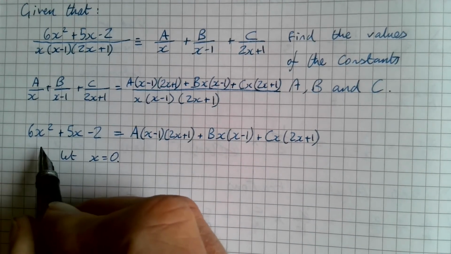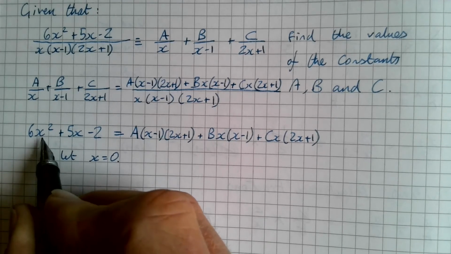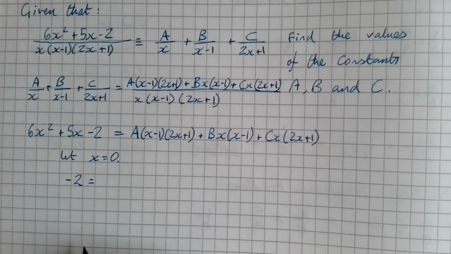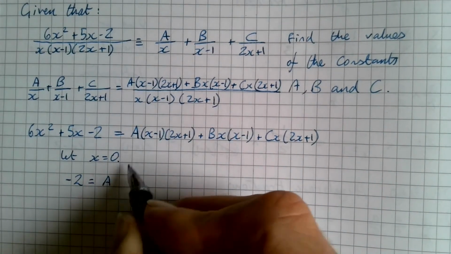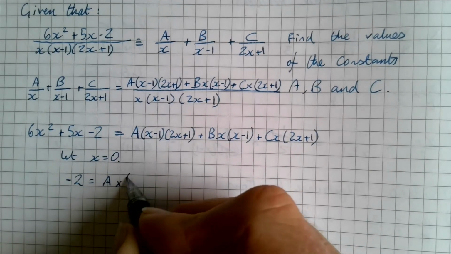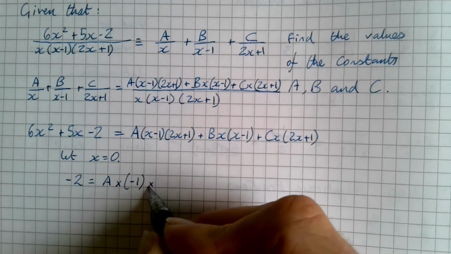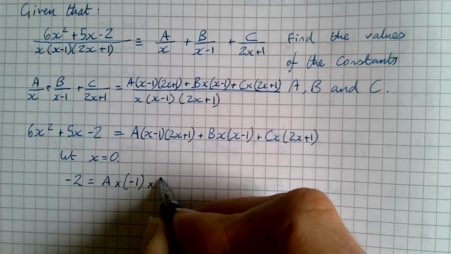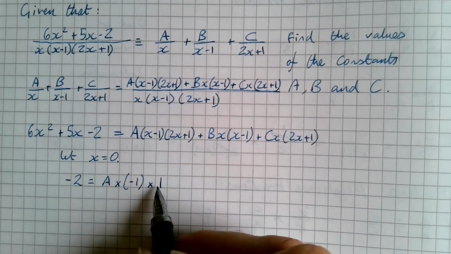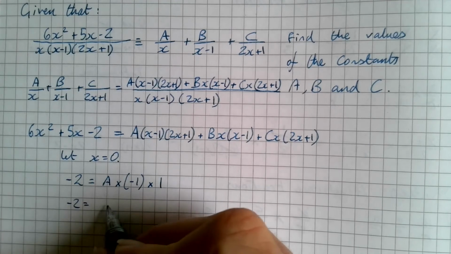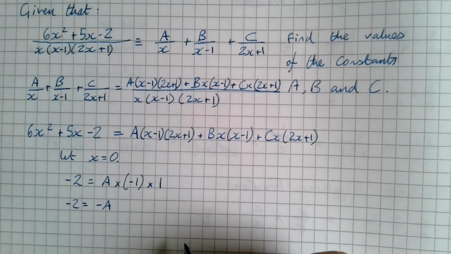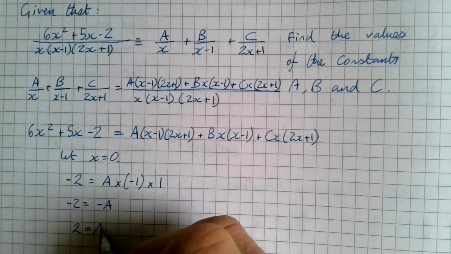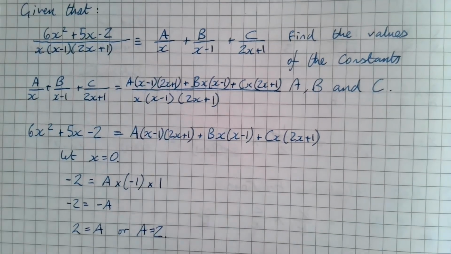And it's also going to mean that we can say, right, well, if x is 0, that will be 0, that will be 0. That means we'll have minus 2 on this side. And we will have a times negative 1 times 0 plus 1 is 1, isn't it? So negative 1 times 1 is negative 1. So therefore we can say negative 2 equals negative a. Divide both sides by negative 1, and 2 is equal to a, or a equals 2.